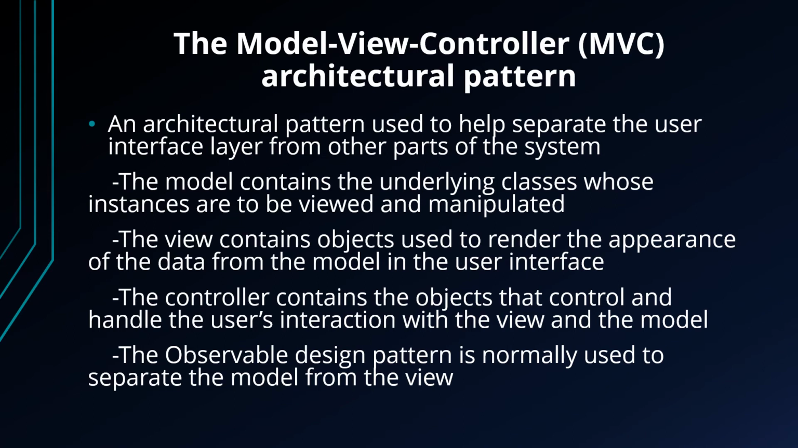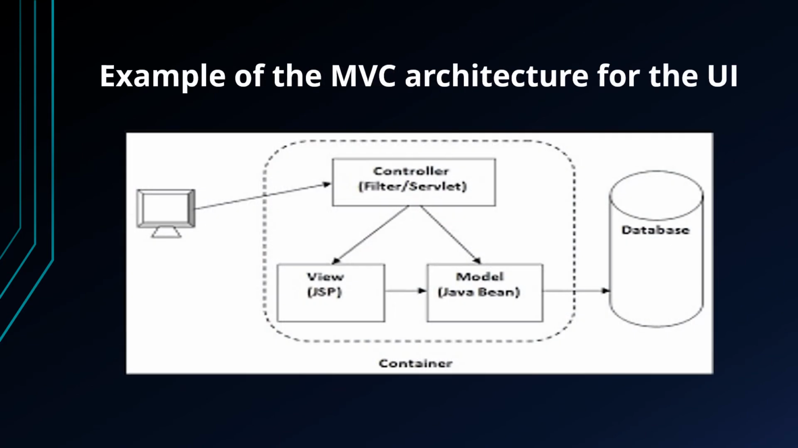The observable design pattern is normally used to separate the model from the view. So this is the example of MVC architecture for the UI. So we have a controller, view, model, and bound into the database.